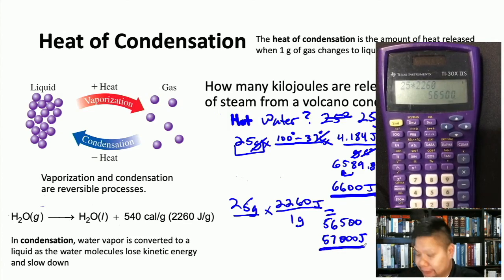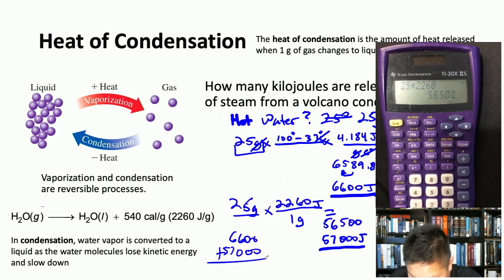Wow, that's a big difference, right? We can add both of those numbers together, and we'll get the total amount of heat that's released in your skin when you burn yourself with hot, boiling water. You add it all together: 6,600 plus 57,000 makes 64,000 joules. So when you burn yourself, that's how much heat from the water is going into your body, and that's why it hurts so much when you burn yourself with boiling water.